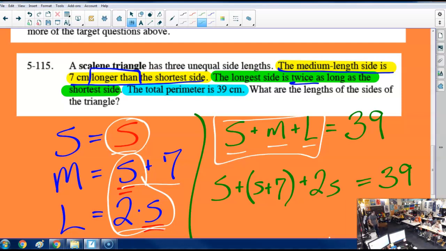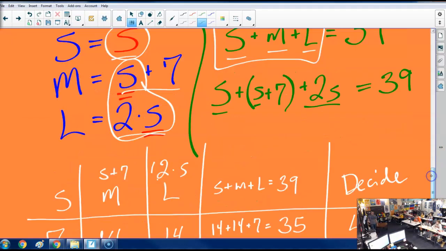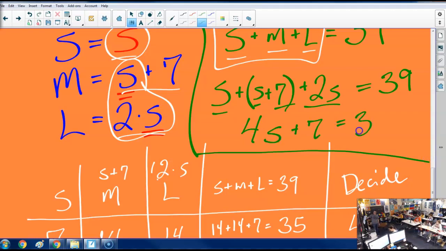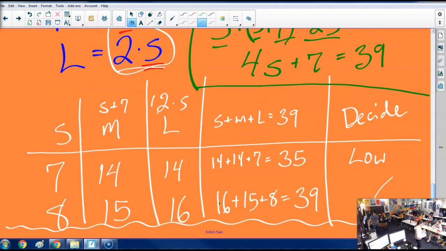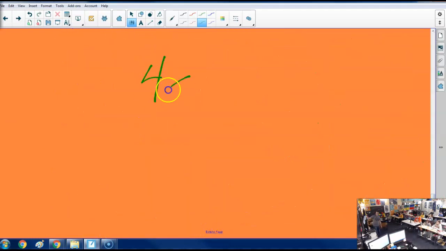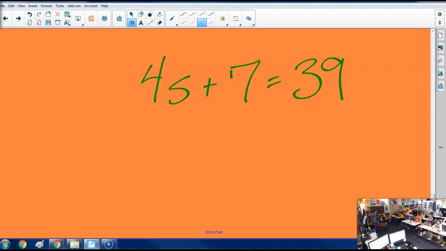So, Sarah, you with me? So we have S, we have another S, and we have two more S's. How many S's? 4S plus 7, right? 4S plus 7 equals 39. Are we okay on how we got to here? Oh, yes. Yeah. Our short side was S, our medium side was S plus 7, and our long side was 2S.